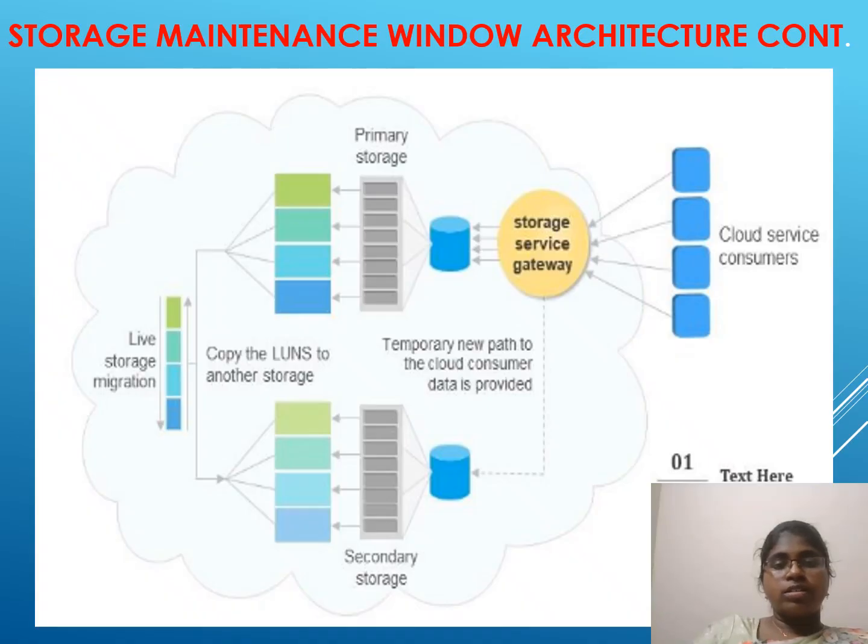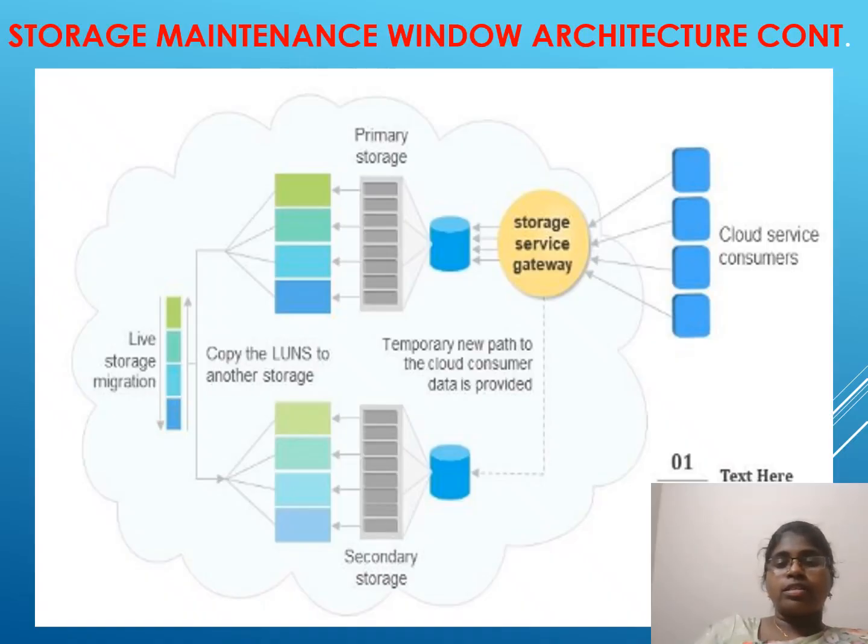This is the architecture diagram for the storage maintenance window architecture. First we connect to the live storage migration. Live storage migration involves two storages: one is primary, another one is secondary. The primary storage copies the data into the secondary storage, and the primary storage provides a temporary new path to cloud consumer data through the storage service gateway. The storage service gateway can access the cloud service consumers.